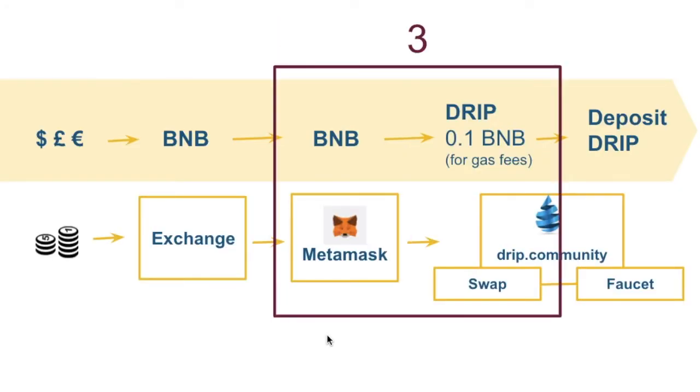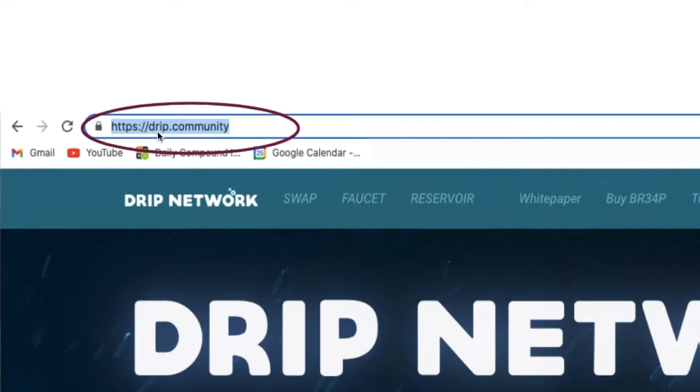Let's go to the third step. Third step means that we now want to connect our MetaMask to the website, and we want to swap our BNB into Drip. So for that, we're going to go to drip.community. Type it in yourself. I'm going to put the link into the description down below to make sure that you have the right and correct link.